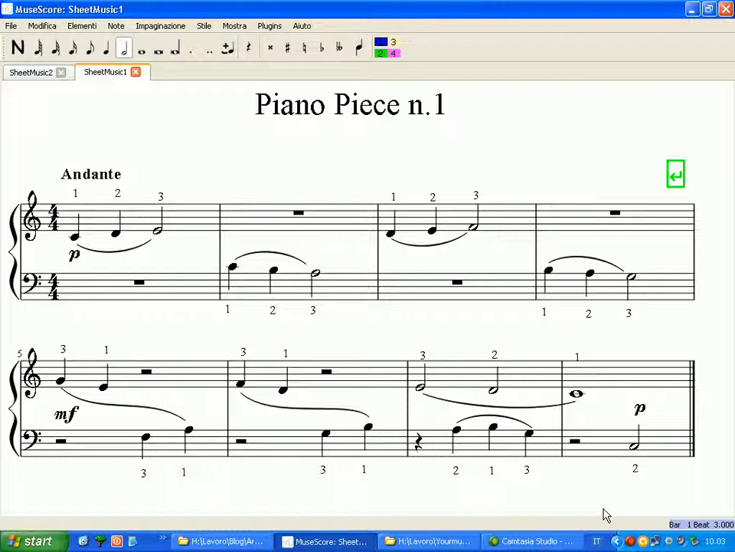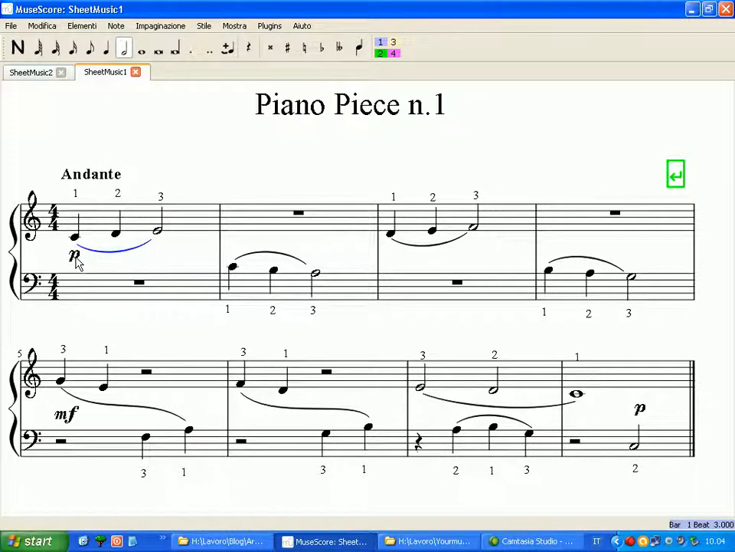So now we have to take a look at all of these symbols and decide which are essential and which are not. For example, let's start from the slur. The slur is important to have an effective performance, but it is not the most important thing that I have to know to start playing the piano piece. So we can remove all of them.